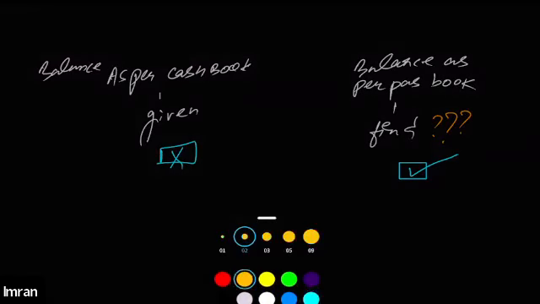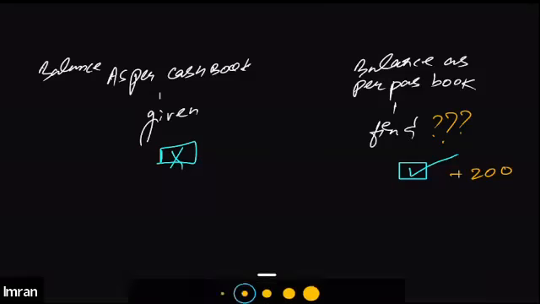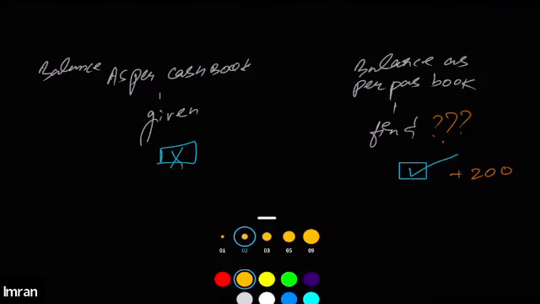What has the bank done? The bank must have increased the overall balance by 200, yes or no? But because the accountant of the business had no idea, he did not make any changes in the cash book. Is that understood? Is that understood, everybody?